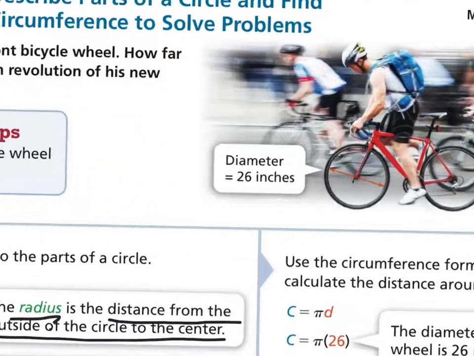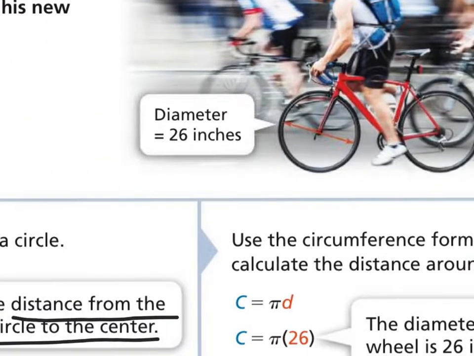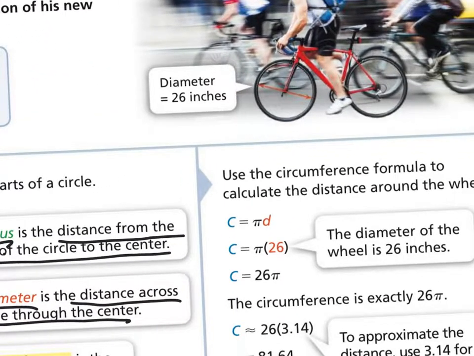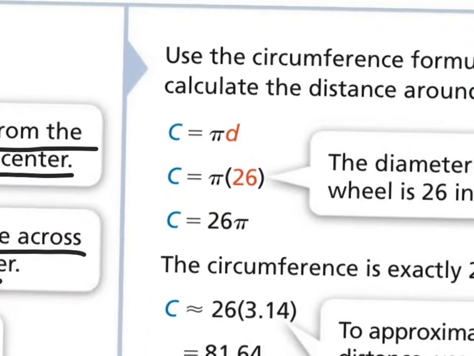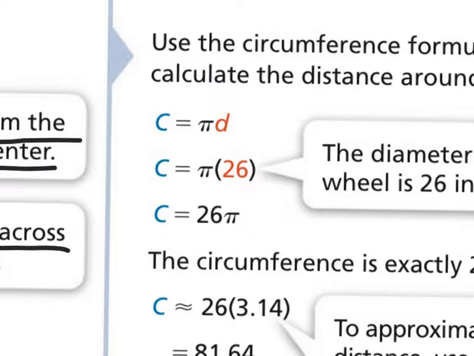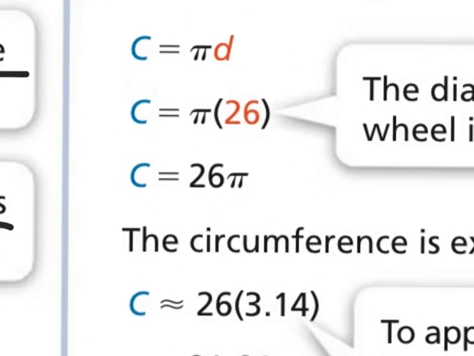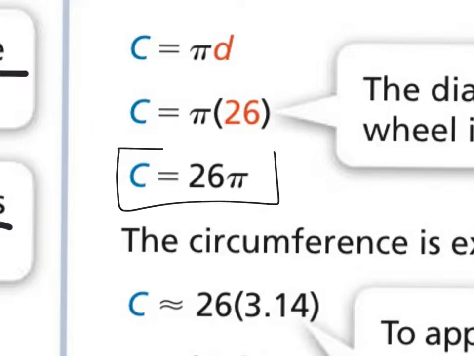So the diameter of his bike is 26 inches. We can use the formula that's given on your reference sheet that has diameter in it. So circumference is pi times diameter, so pi times 26. This part here, just like x times 26 is the same as 26x, similar idea here, pi times 26 is like 26 pi.